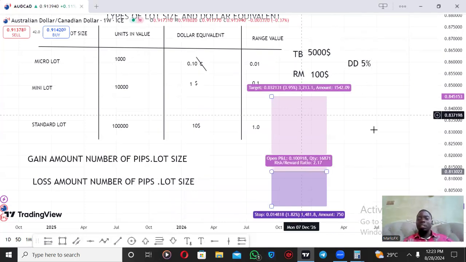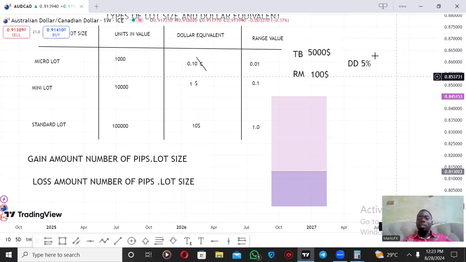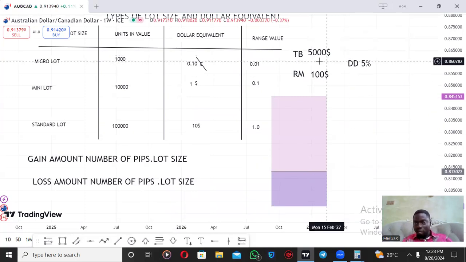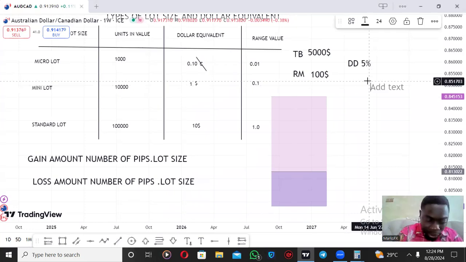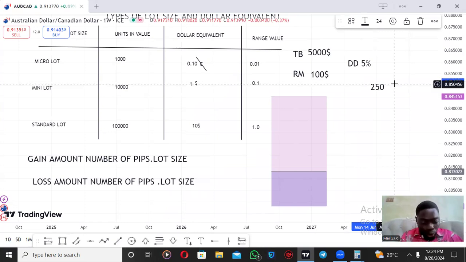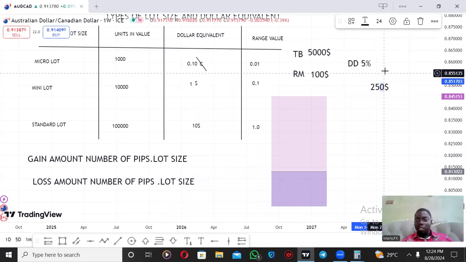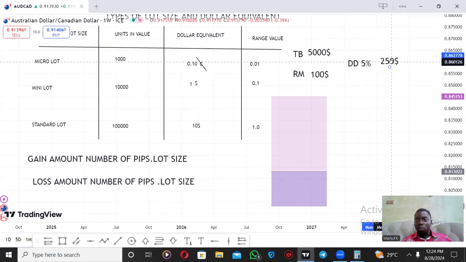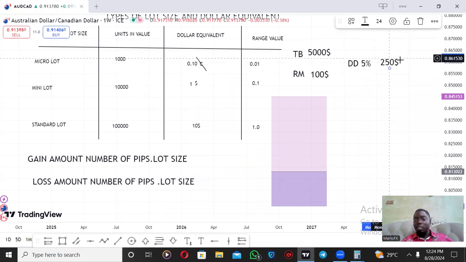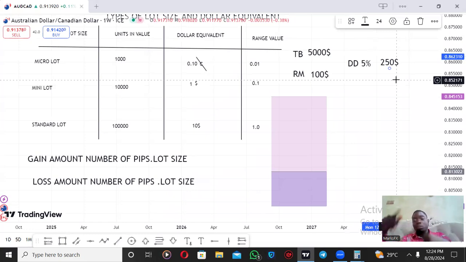Now, let's assume this account is a prop firm account, and your daily drawdown is 5%. 5% of $5,000 is what? $250, right? Because 5 times 5 is 25. So you are not expected to lose $250 on this account in a day. If you lose that, you have to stop trading until the next day. But if you don't agree and you want to trade, you blow that account. So your daily drawdown is now $250. That means you are not expected to lose this amount of money a day. If you lose it, just stop and trade the next day. That's the meaning of daily drawdown.